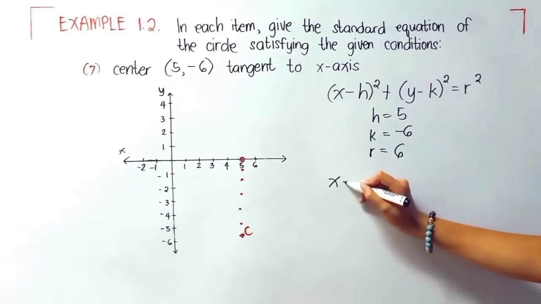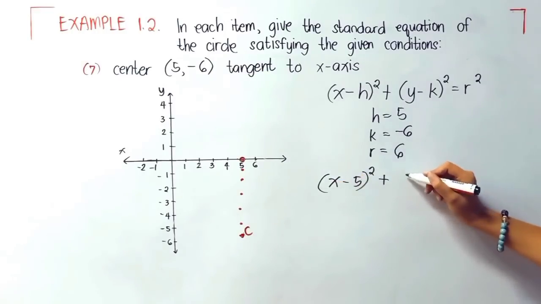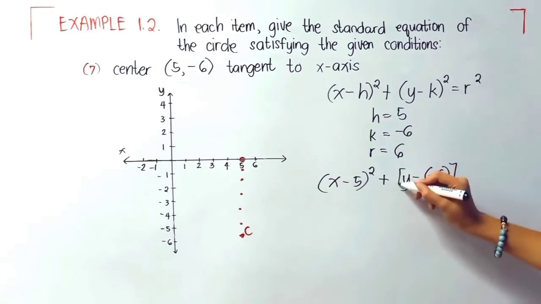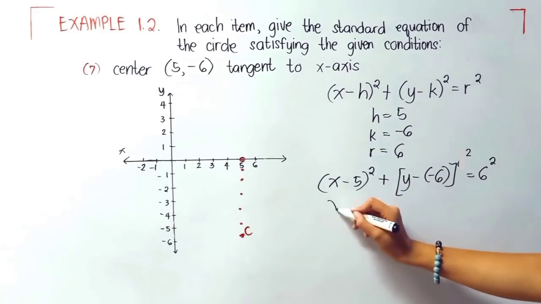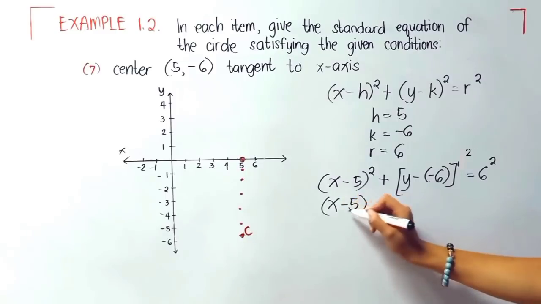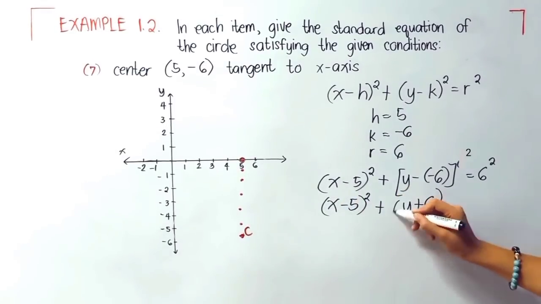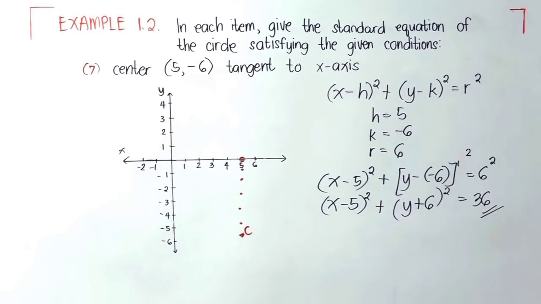We're now ready to substitute. X minus 5 quantity squared plus y minus negative 6 quantity squared is equals to 6 squared. We'll rewrite this one. Again, negative times negative is positive. And 6 squared is equals to 36. And this is our final answer.